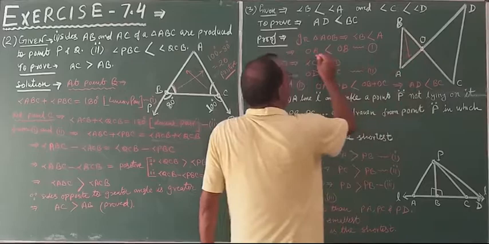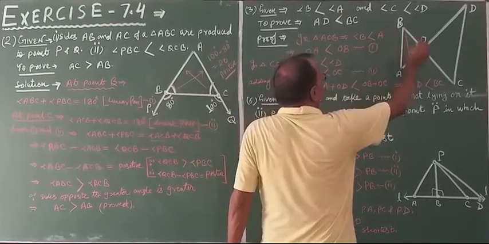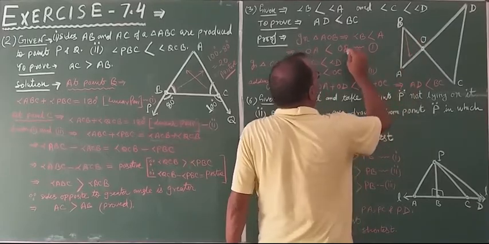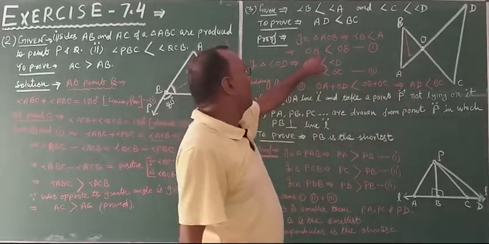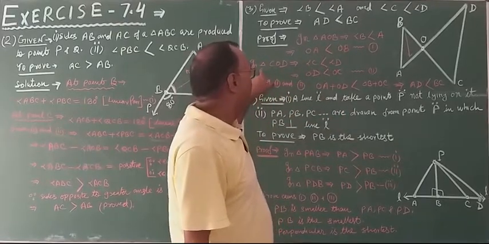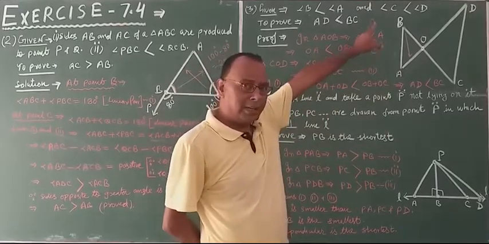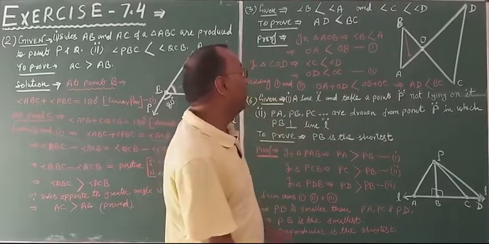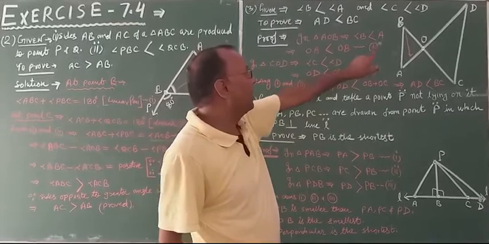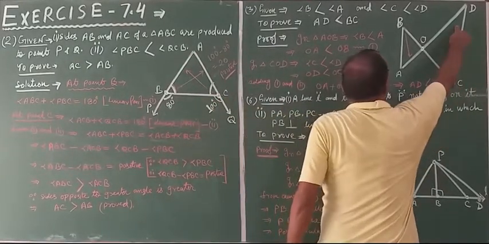AO is less than... What is the side opposite to angle A? OB. Is it okay? So OA is less than OB. Now similarly in triangle COD, because C and D are the angles of triangle COD, angle C is less than angle D.